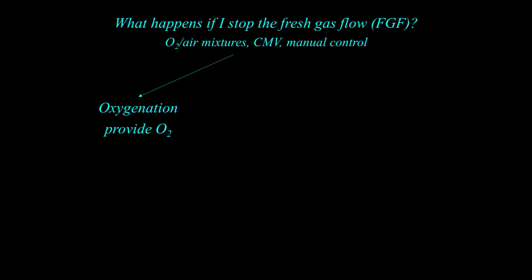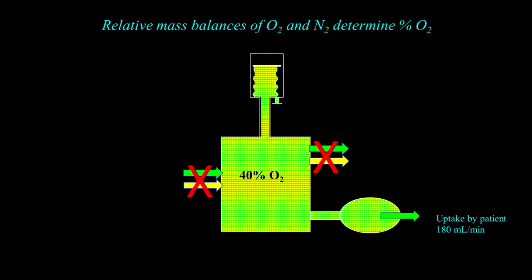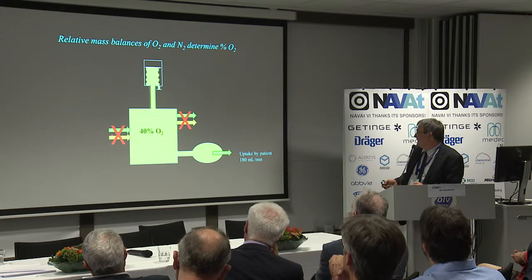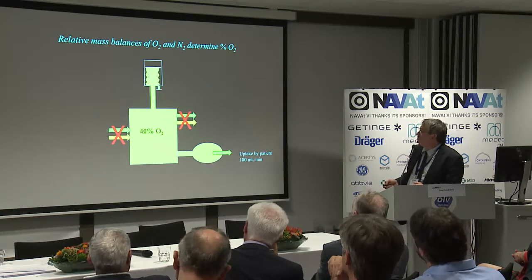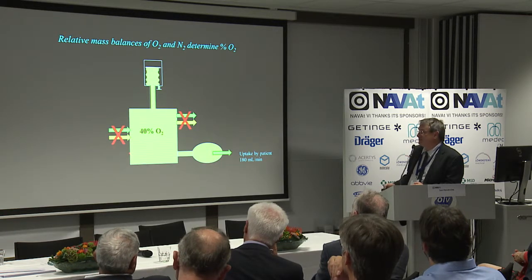Now let's first consider oxygen. So we have to consider the relative mass balances of oxygen and nitrogen. Let's say we start off with 40% oxygen, and I'm going to switch off the fresh gas flow. So, stop fresh gas flow.